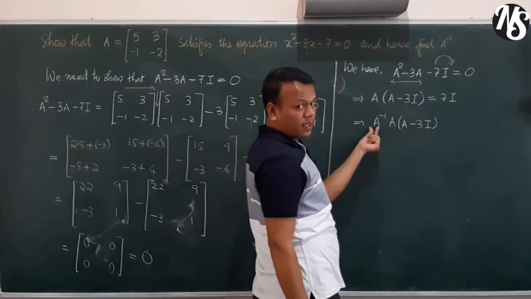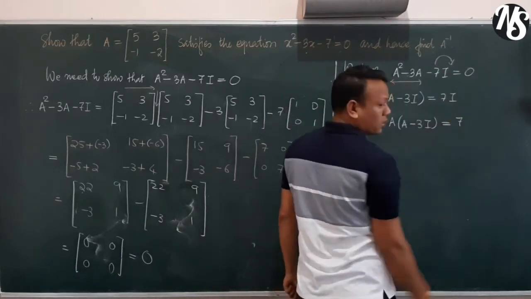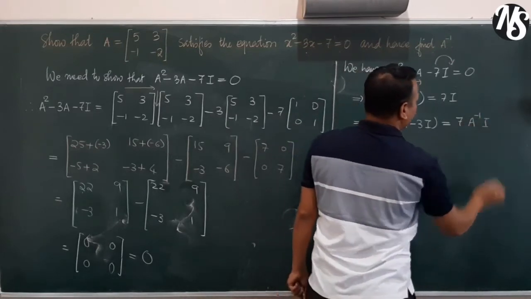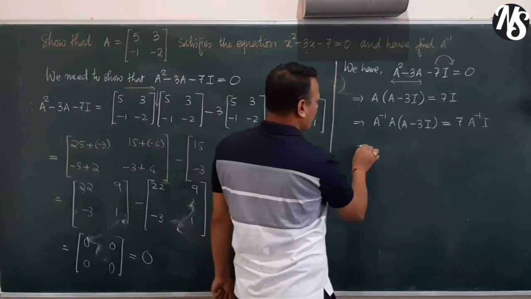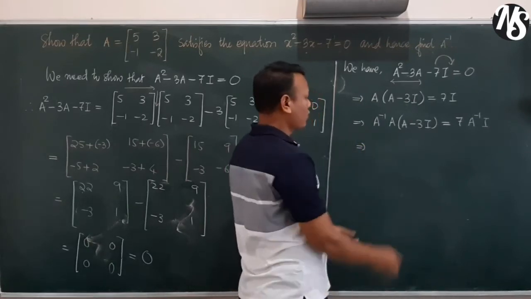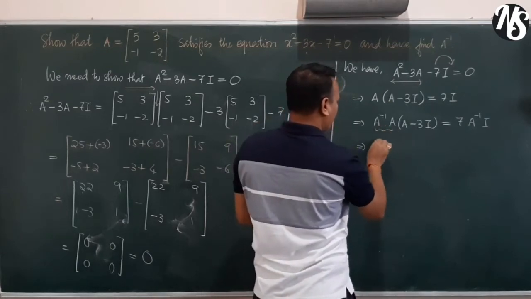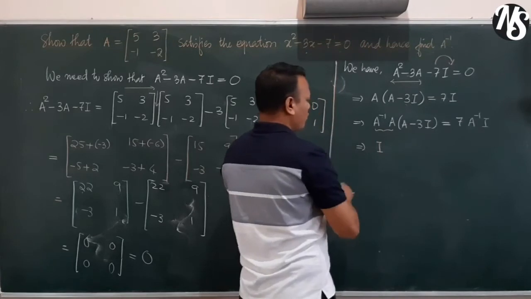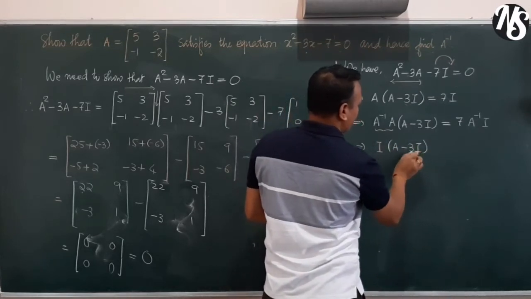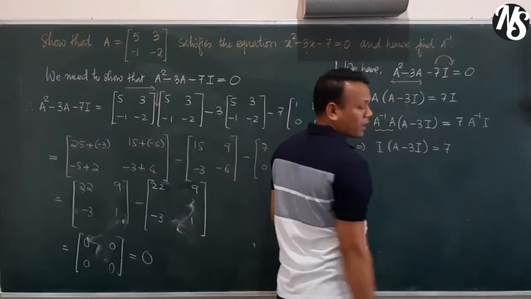I'm multiplying with A inverse. So 7 is a constant, keep it outside. So you get A inverse into I. Now A inverse into A, this is always I. Remember, A inverse into A is always I. So this becomes my I. So this is my A minus 3I is equal to 7 into A inverse into I.